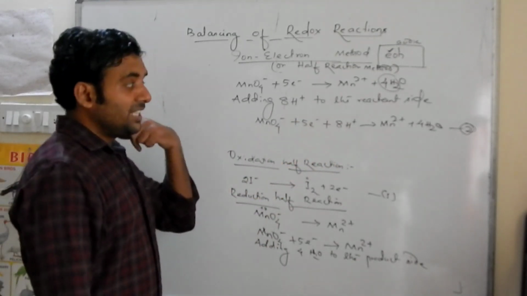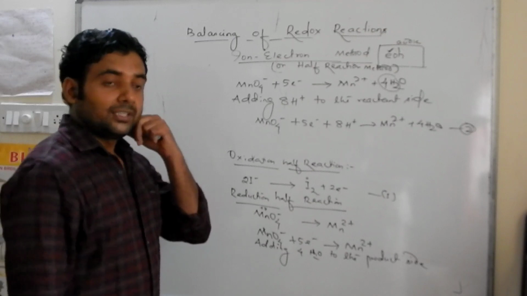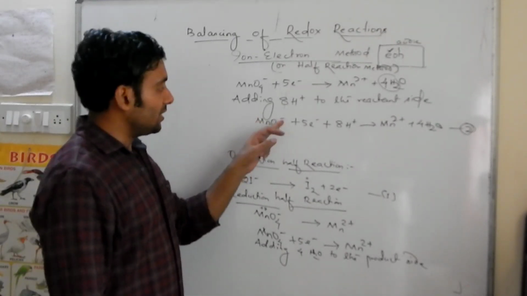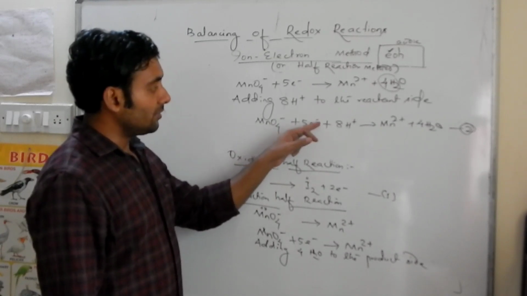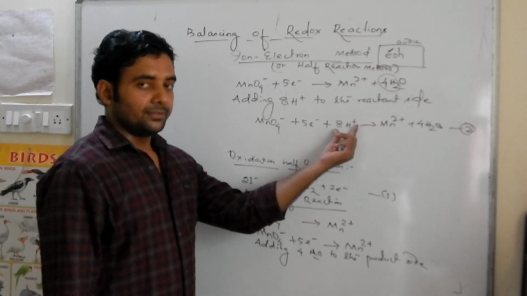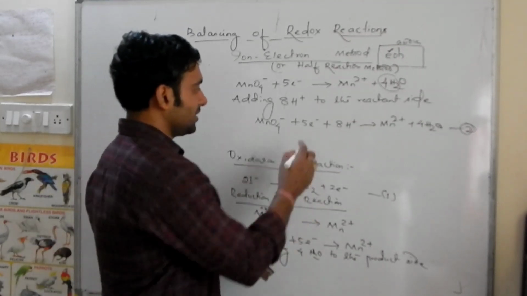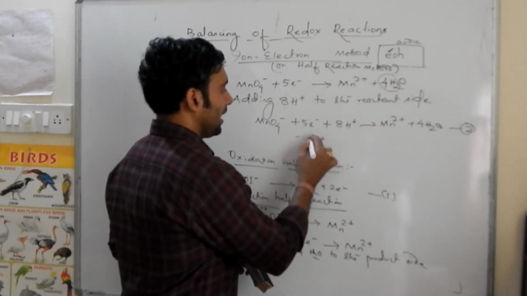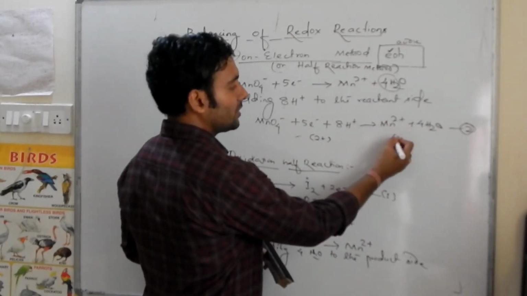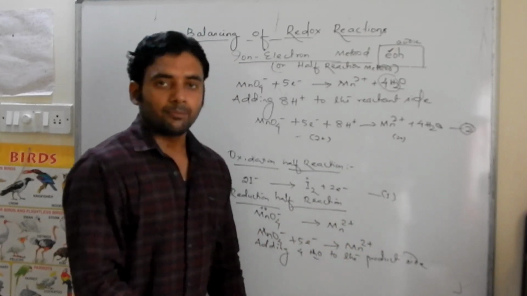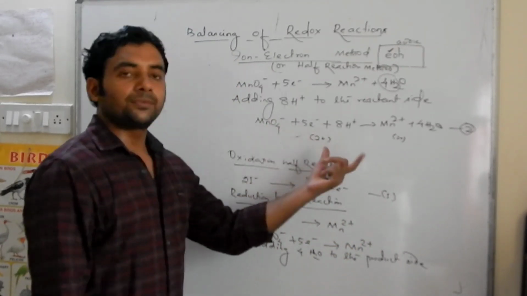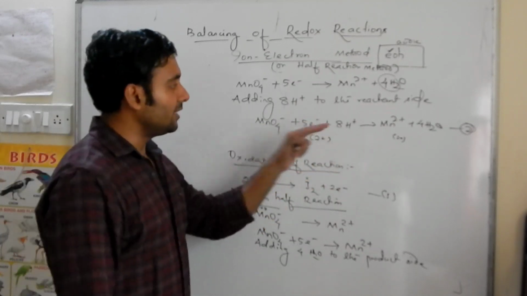Now you have to check whether the charge is balanced or not. See here, in the permanganate ion there is a -1 charge, and 5 electrons give 5 negative charges, so total 6 negative, and 8 positive. So overall there are 2 positive charges on the reactant side, and on the product side manganese 2+ has 2 positive charges. So that means the reaction is balanced in terms of atoms, electrons, charge, oxygen, hydrogen, everything.